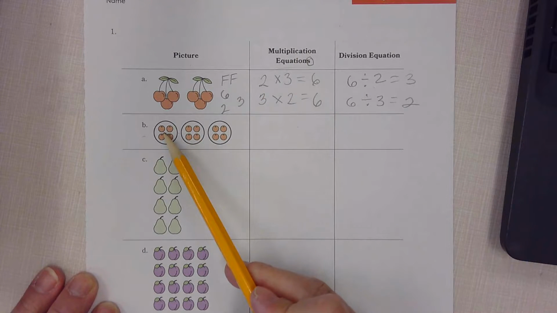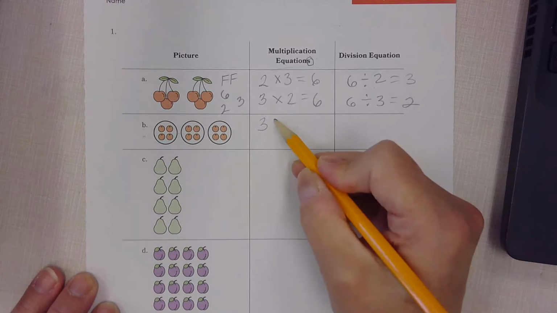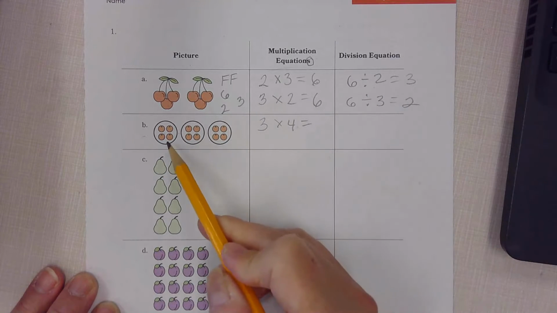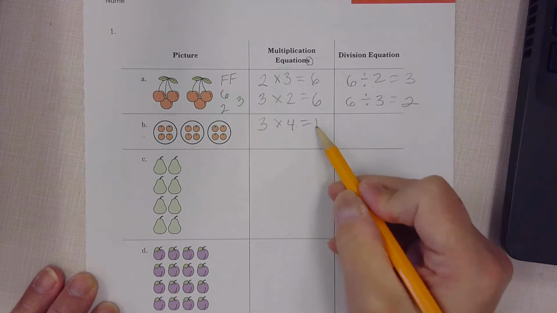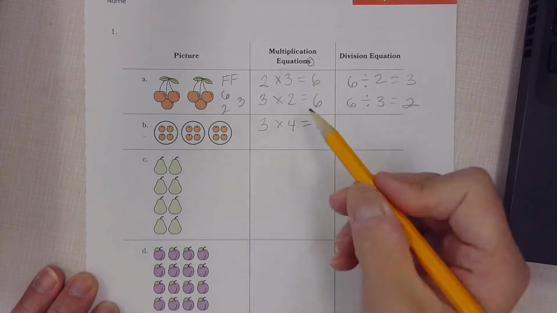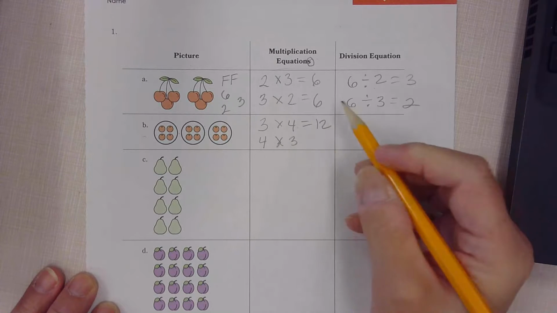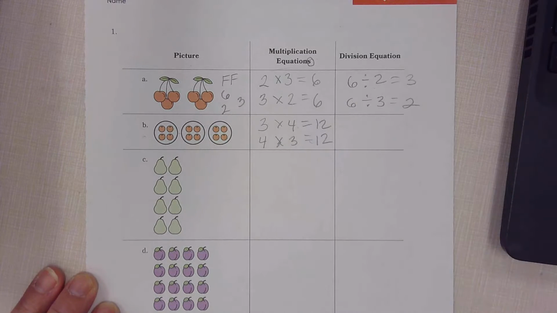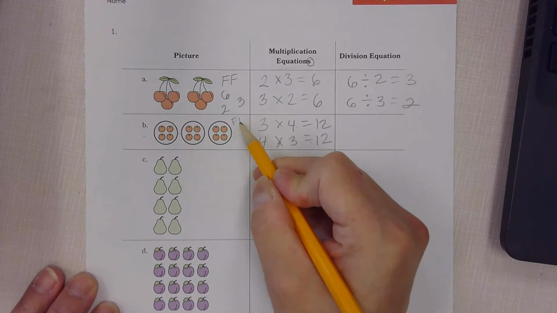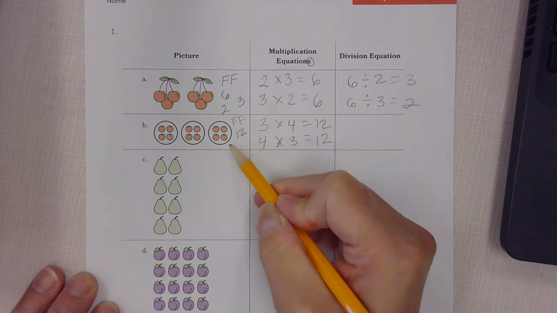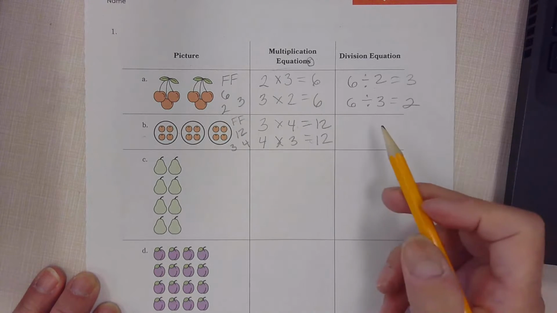For the multiplication equations, you could say there are 3 groups, and there are 4 in each group, which gives us a total of 1, 2, 3, 4, 5, 6, 7, 8, 9, 10, 11, 12. You could also say there are 4 in each of the 3 groups, and that also gives us a total of 12. So again, we have our fact family. Our fact family is going to be 12 and 3 and 4. And again, this is with multiplication and division.